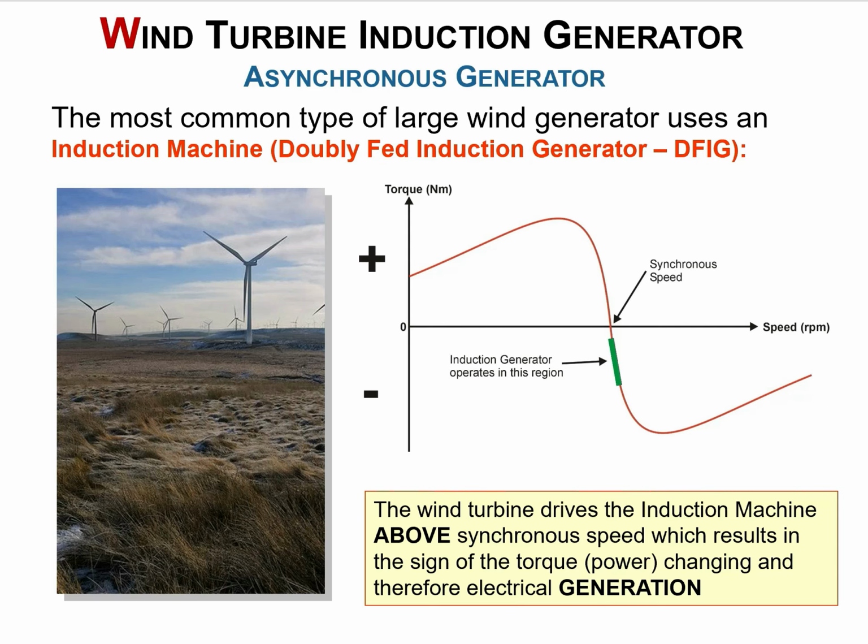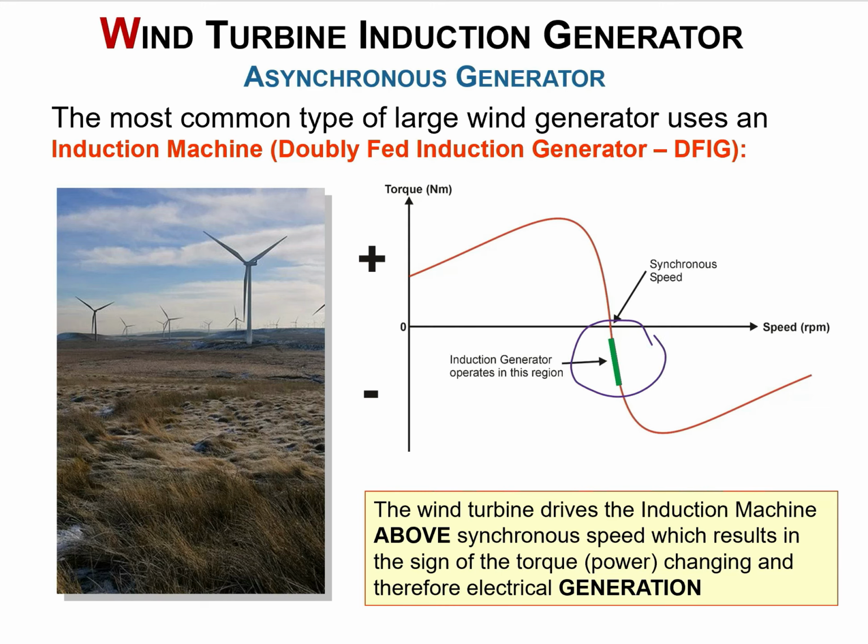Induction generators are asynchronous generators, which are a type of AC electrical generator that uses the principle of induction motors, which we discussed earlier. Induction generators operate by mechanically turning their rotors faster than the synchronous speed. That's why we can see that the induction generator operates in this region over here, which is beyond the synchronous speed.